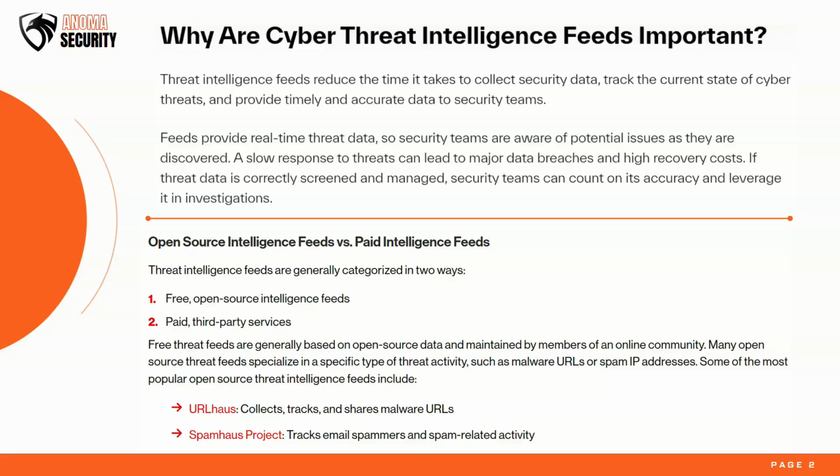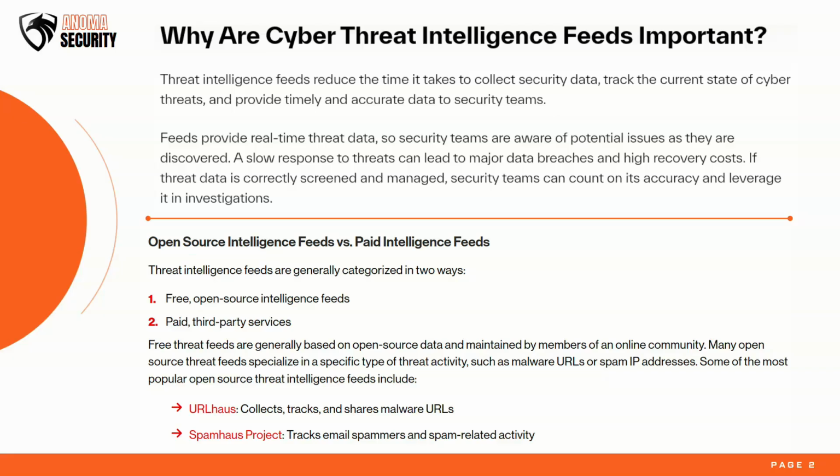So there is something called OSINT, which is open source intelligence. Whatever is available on the internet is called OSINT, which is open source available, right? Free threat feeds are generally based on open source data and maintained by members of an online community. So any dark forums or dark web forums can be part of the open source intelligence feed.